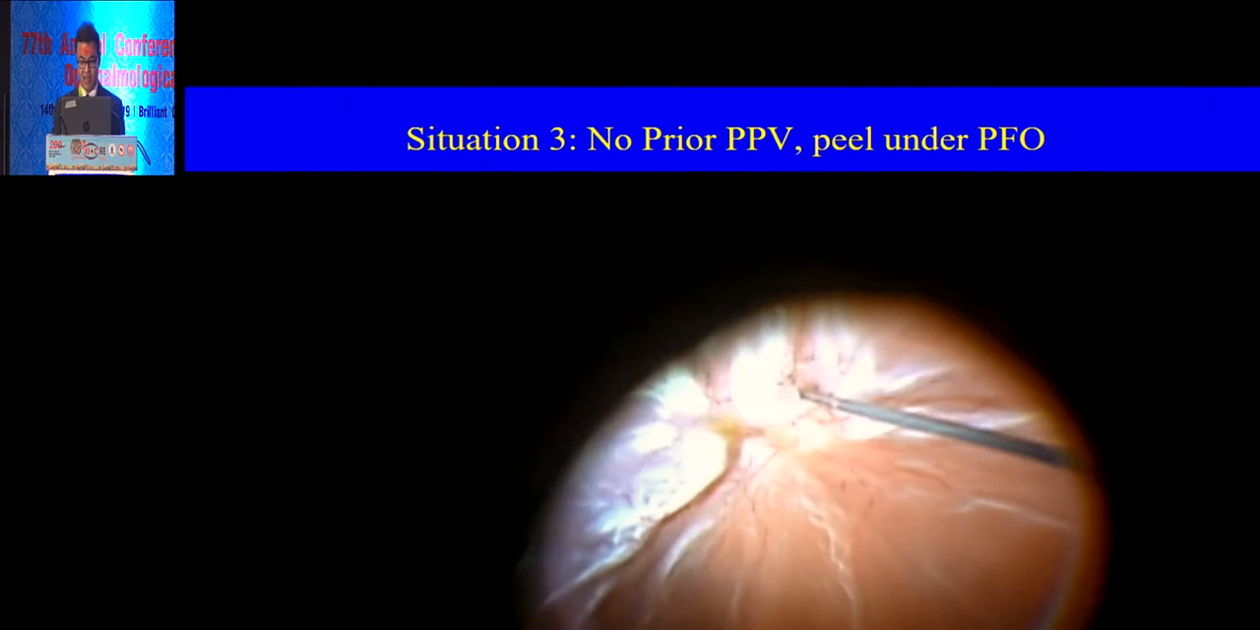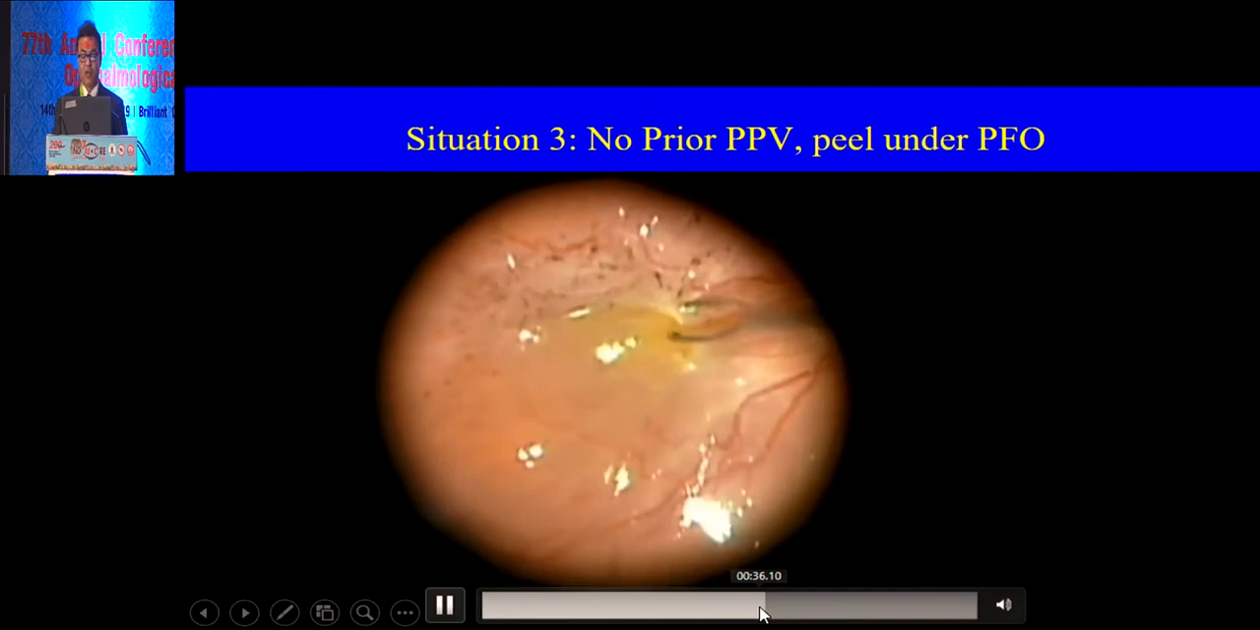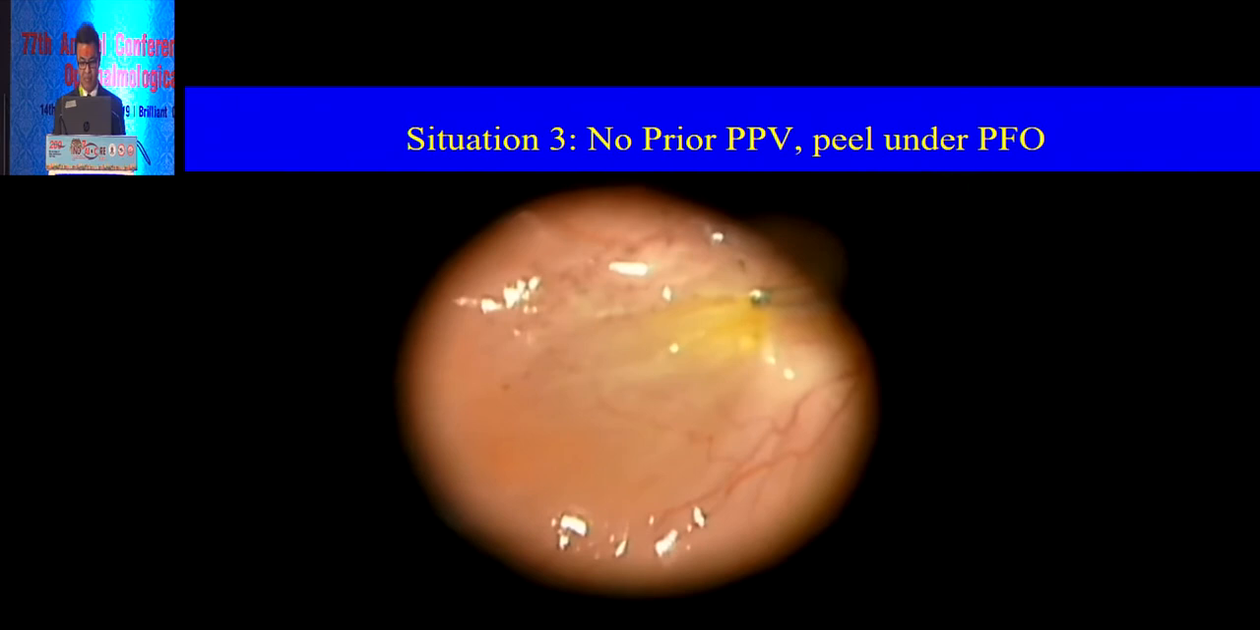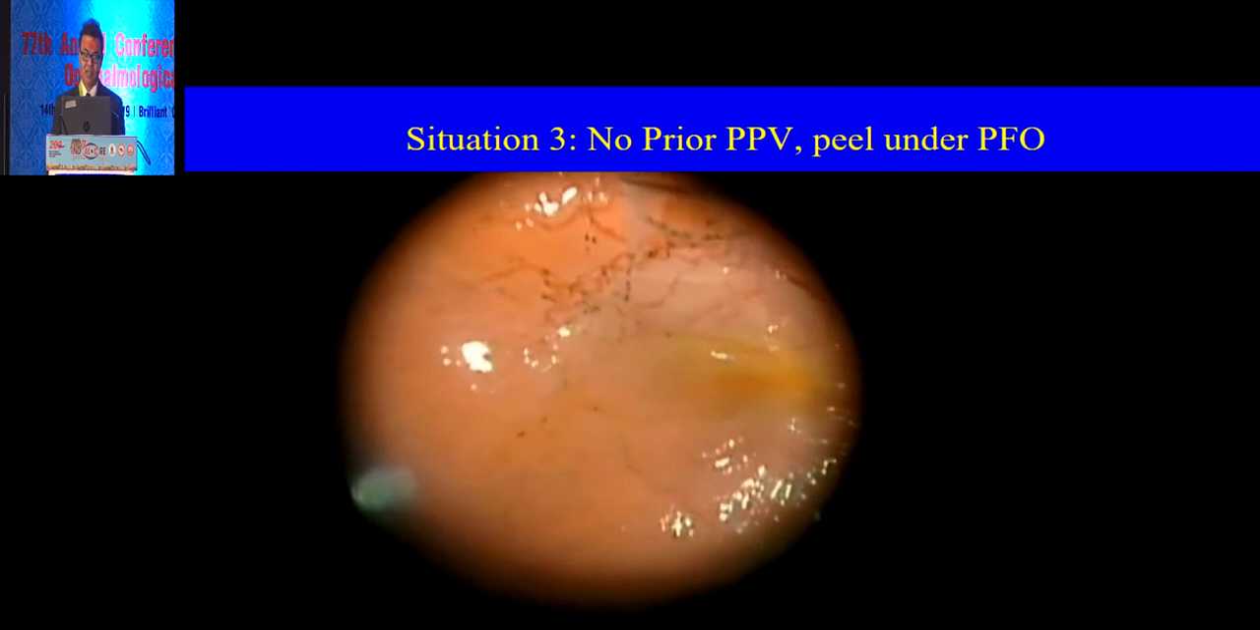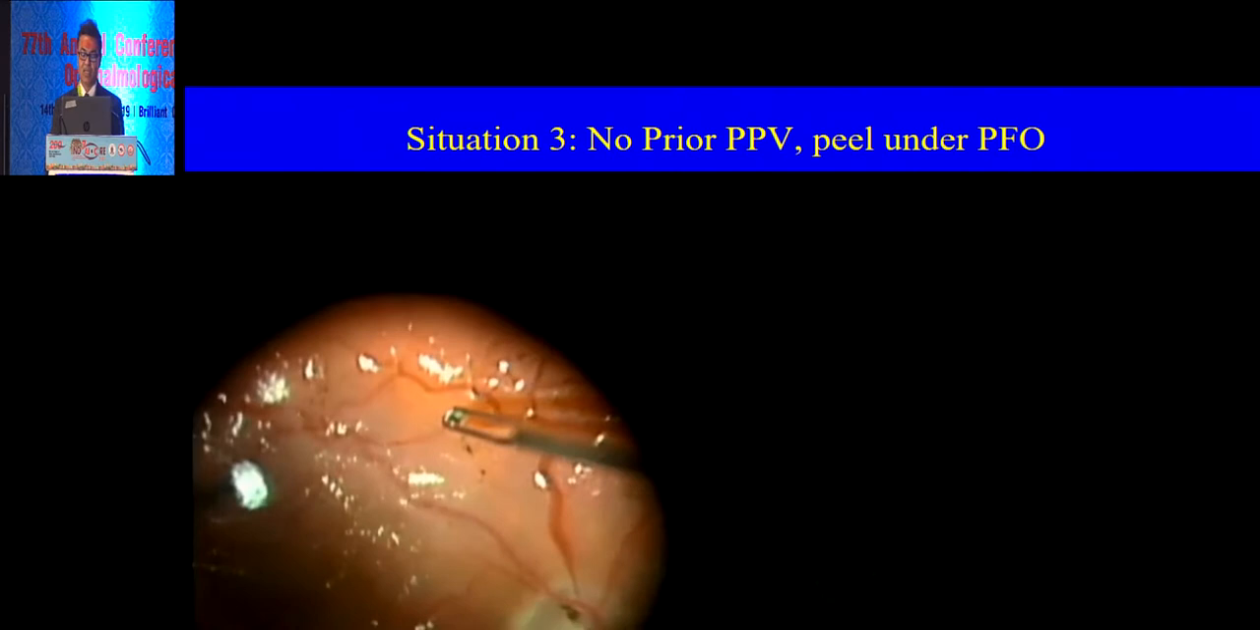It doesn't work. So put some perfluoron. And now the whole case becomes very, very easy. Now you can grab it, peel it. But you have to be careful, because if you create a break, perfluoron might enter under the subretinal space. But with practice, it's actually quite easy. And here you go. Just notice tangential traction and don't pull straight in.